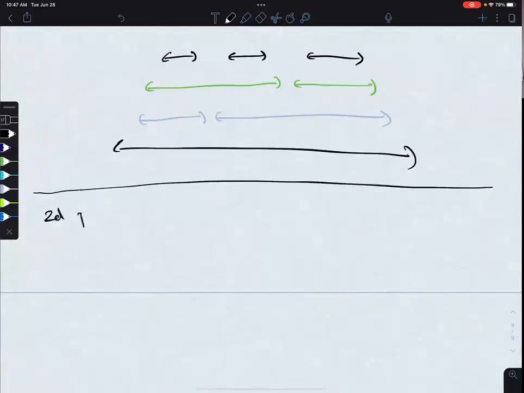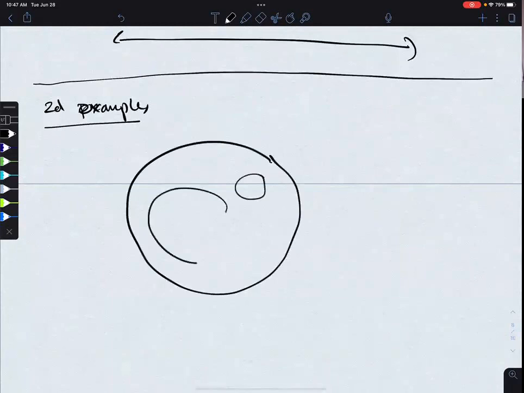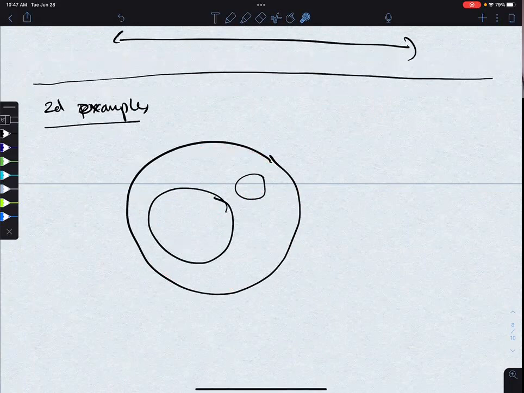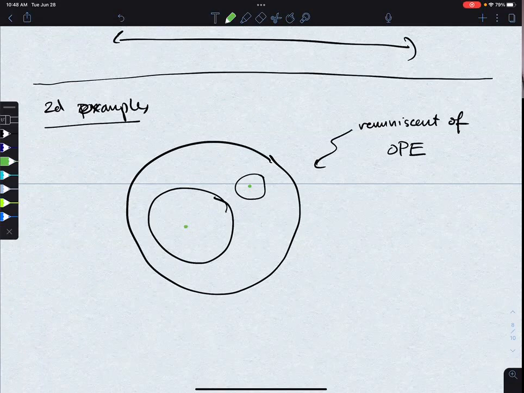Let's talk about 2D pictures really quick, 2D examples. You might focus on pictures, the analogs of intervals maybe being disks. And you could think about how something in here multiplies with something in here to give you something in here. This should remind you, I hope, of OPE type pictures. Think about something supported in the center of the disk, and the center of the disk can be expressed in terms of an observable that depends on the bigger disk.